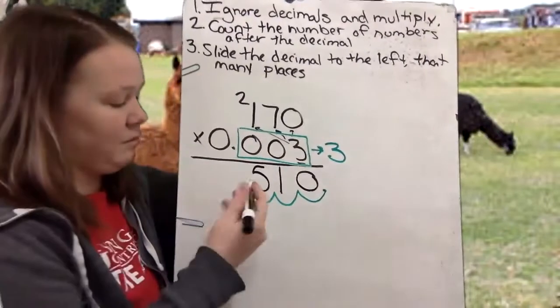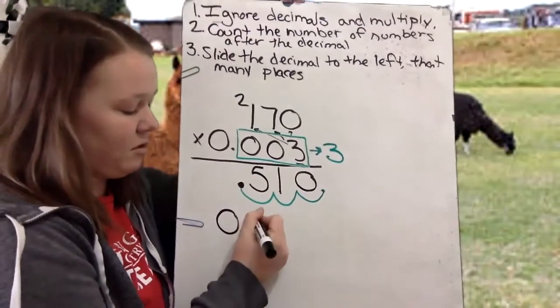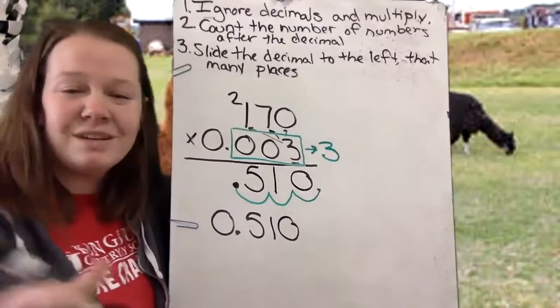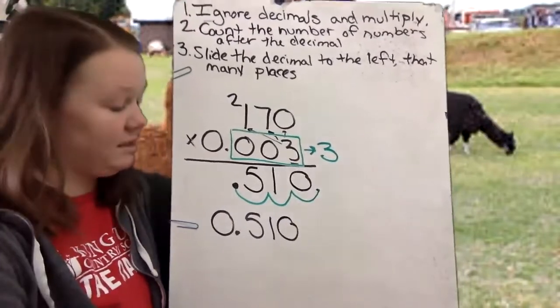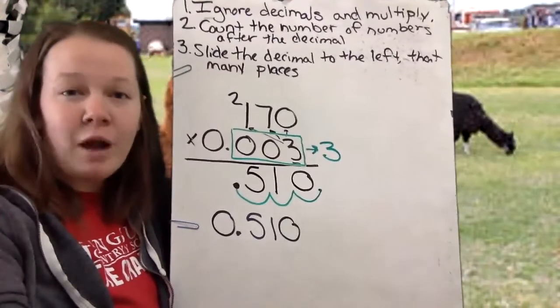So I'm going to make it nice and black and bold. So that means our answer, we like to put a 0 in the ones place, remember everyone, is 510 thousandths, or we could read this as 51 hundredths. You getting it? All right, we're going to try one more.